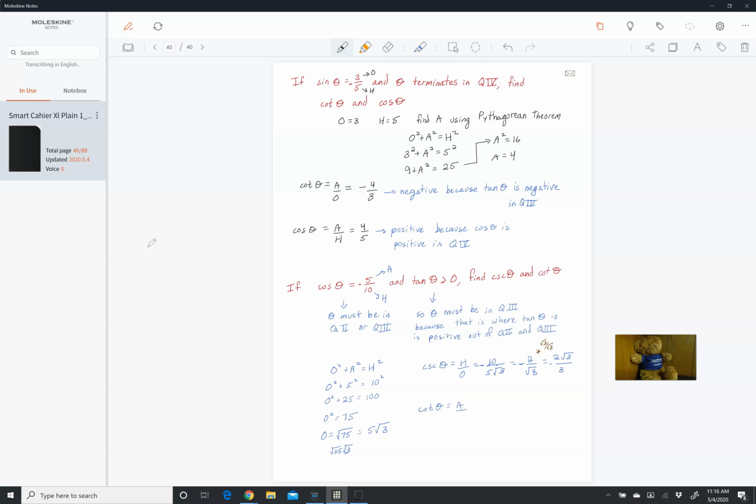So cotangent is A over O. Our A is 5. Our O is 5 root 3. Okay, and cotangent is positive here. It's positive because tangent is positive. So the reciprocal functions have the same sign. This we can abbreviate to 1 over root 3. The 5's cancel. And then once again, we can multiply by root 3 over root 3. And we get square root of 3 over 3.